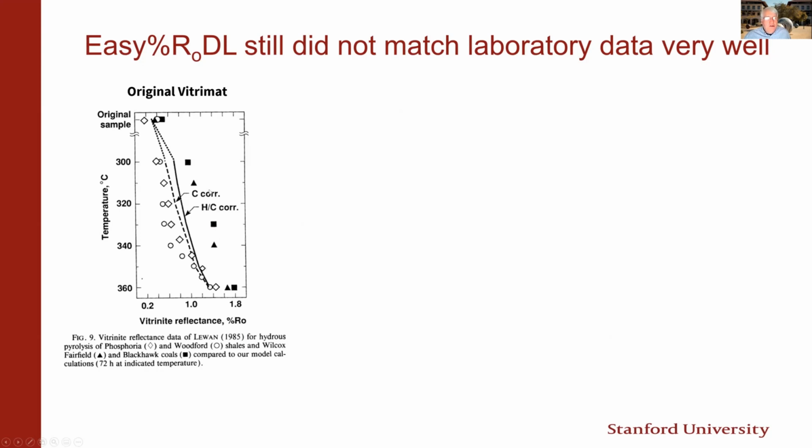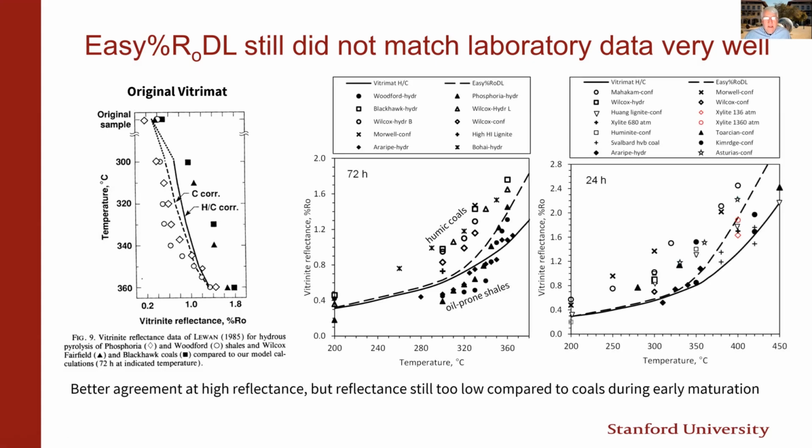This is what the model should agree with. And as you can see, there's a fair discrepancy between the calculated reflectance and the measured reflectance for true vitrinite in hydrous pyrolysis. Over the next 20 years, there were a lot more measurements made. So now I've plotted the same sort of data here, reflectance versus temperature, for both 72 hours and 24 hours. Although there's an improvement in the agreement between true vitrinite and the model calculations at high temperature and high conversion, there's no improvement down here. So you can see that the model still has a problem.